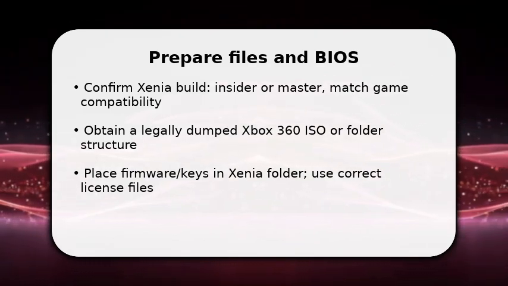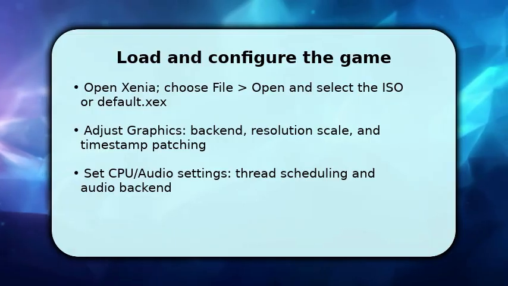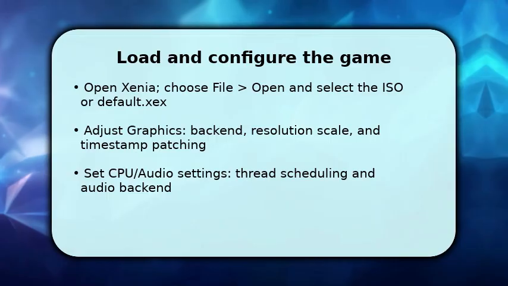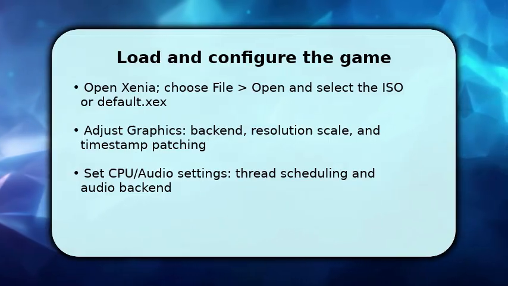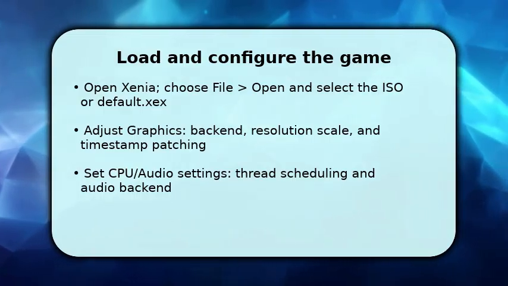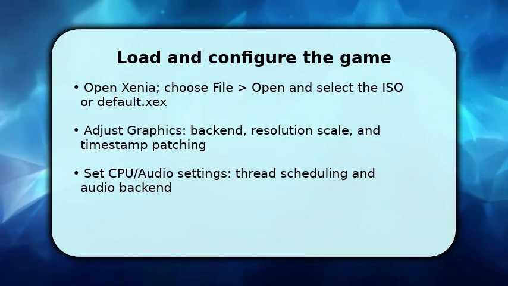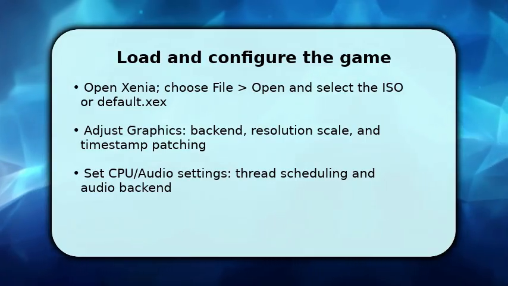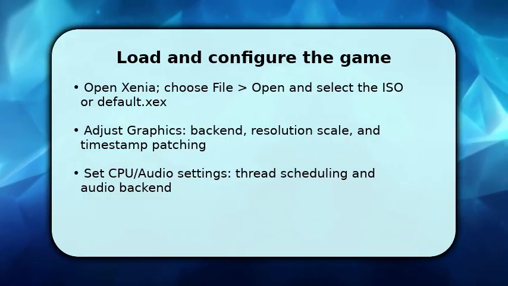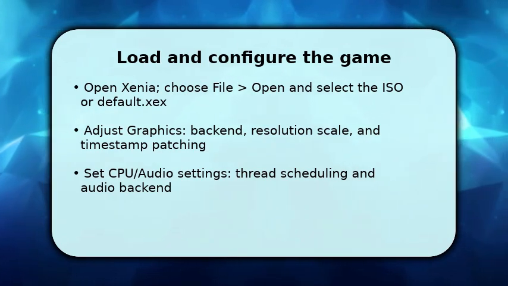You now load the game and tune settings for stability. Open the ISO or default.xex in Xenia. If the game is a folder, point to the correct executable. Once loaded, adjust the graphics backend to Vulkan or D3D12 based on your GPU, set resolution scaling, and enable game-specific patches if required. Next, set CPU thread flags and pick an audio backend that reduces stutter. These changes improve compatibility and performance, so test quickly and iterate until the title boots reliably.